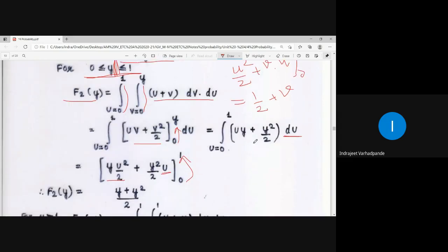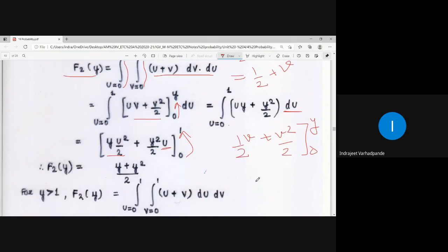Again if you integrate this with respect to v, what will it become? Half v plus v square by 2. So again you are getting the same function. And here you put the limit 0 to y. So if you put the limit 0 to y, it will be y by 2 plus y square by 2. Still you are getting the same answer. So anyway, whichever integration is done first, it is not affecting. You can have the choice with you as to which is to be integrated first.